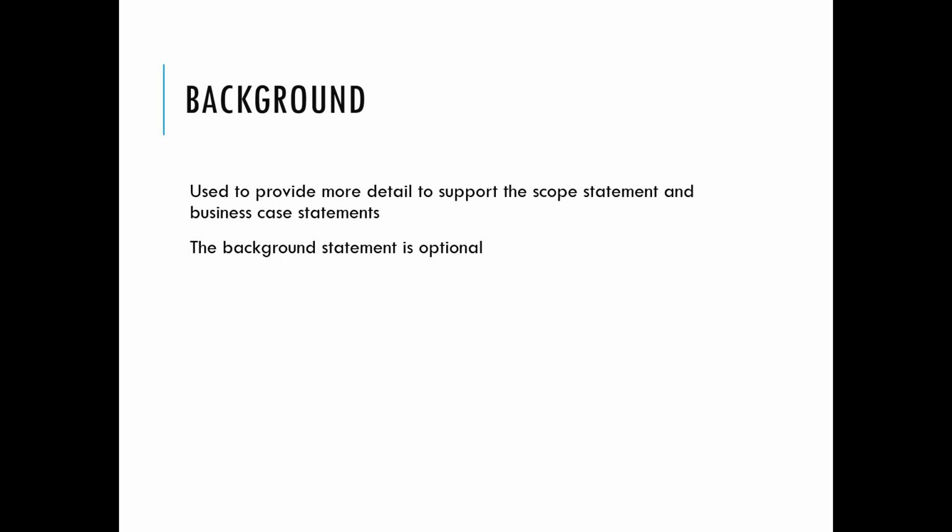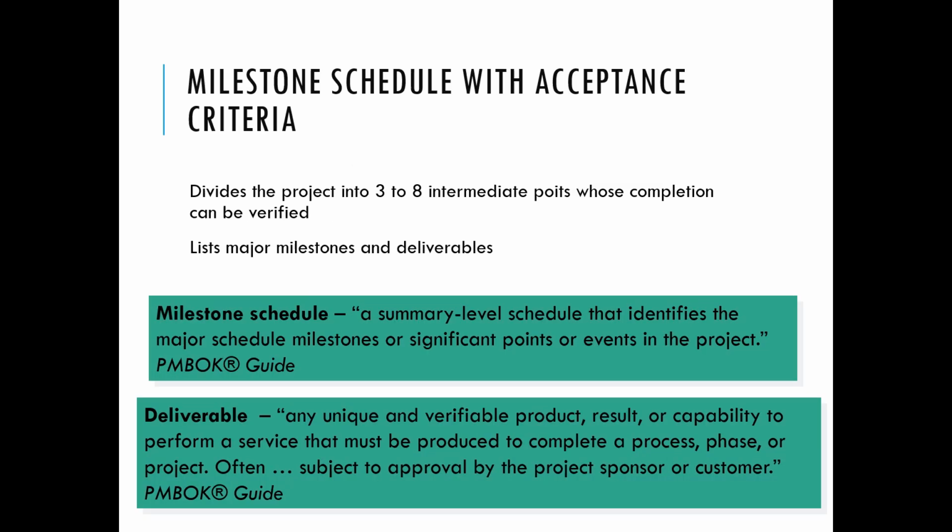Background statement is optional in a project charter. A background statement is used to provide more detail to support the scope statement and the business case statement. Milestone schedule with acceptance criteria divides the project into 3 to 8 intermediate points whose completion can be verified. It lists major milestones and deliverables.